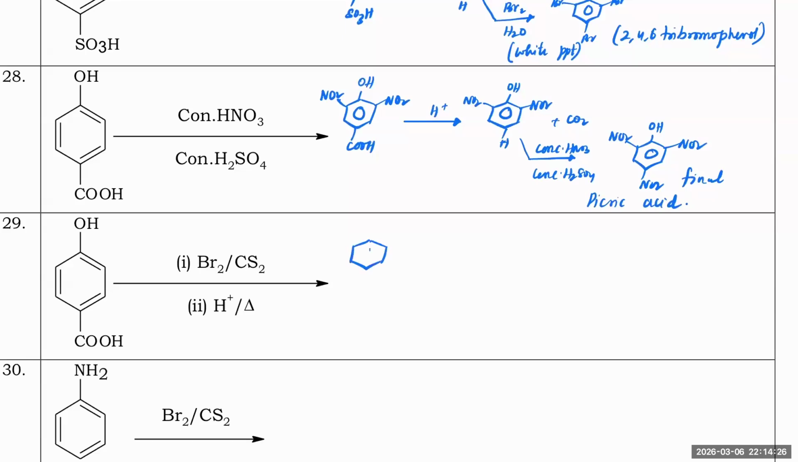Phenol with CS2, here you can see COOH is occupied, so we can get only one bromine, that is not in acidic condition. The second step is acidic condition, that means H plus. This time decarboxylation will take place. So then only the monobromo product will be formed with CO2. That is the final product.